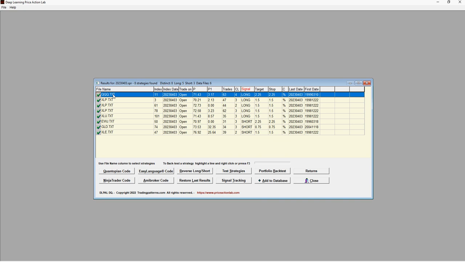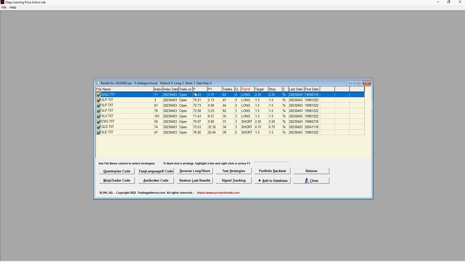1 long for the Diamonds, QQQ, 3 long for the XLP, consumer staples, another long for the utilities ETF. 3 short: 1 for the Japan ETF, 1 for the gold ETF, and 1 for the energy ETF.